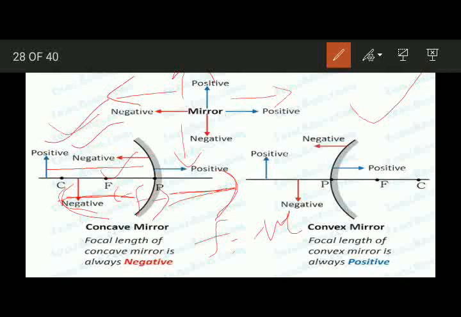But in the case of a convex mirror, the same rules will apply, but since the image is formed here, that is on the right side of the mirror, it is taken to be positive.